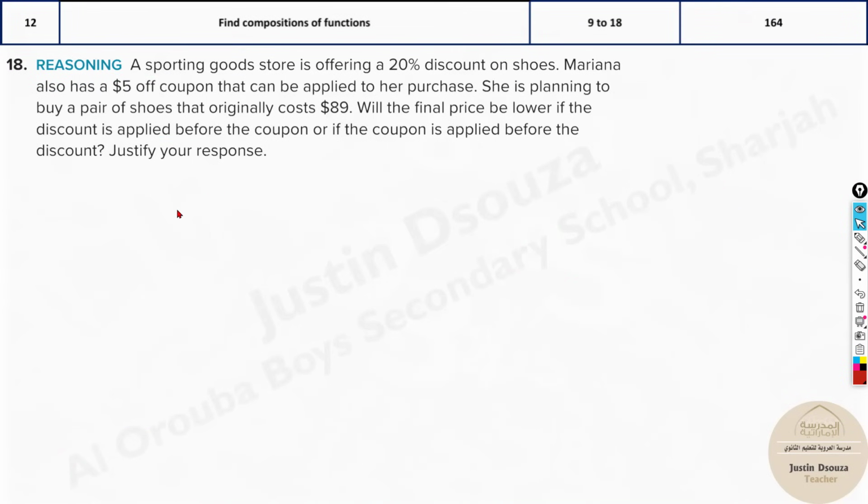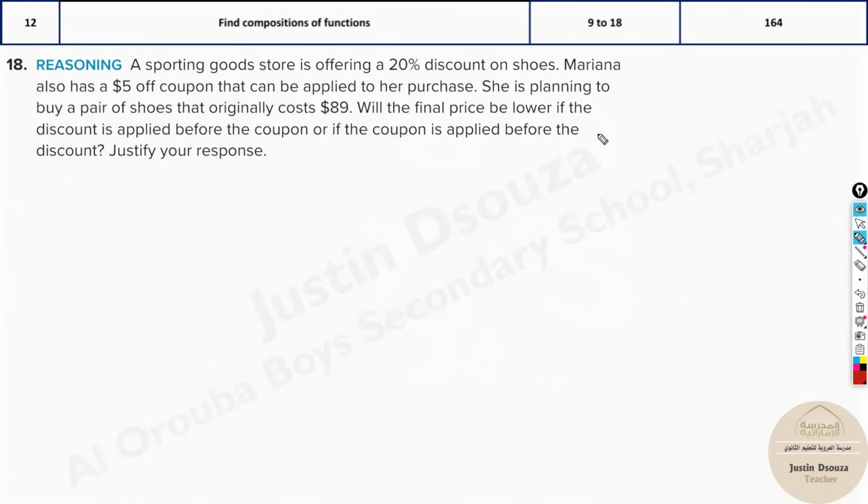Here we have another real world problem. Please try to solve it by yourselves and then go for the explanation. A sporting goods store is offering 20% discount on shoes. Mariana also has a $5 off coupon that can be applied to a purchase. She's planning to buy a pair of shoes that originally cost $89. Will the final price be lower if the discount is applied before the coupon or if the coupon is applied before the discount? Okay, this is interesting.